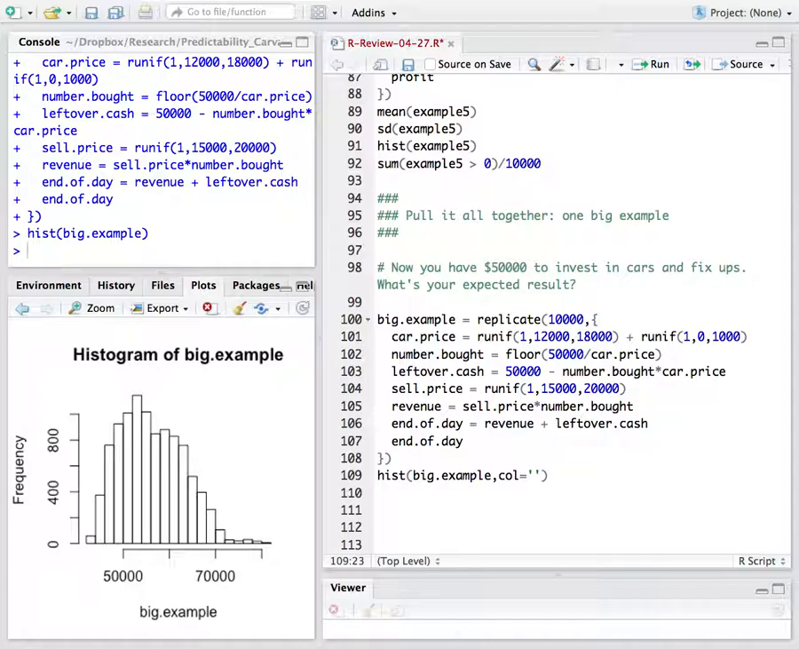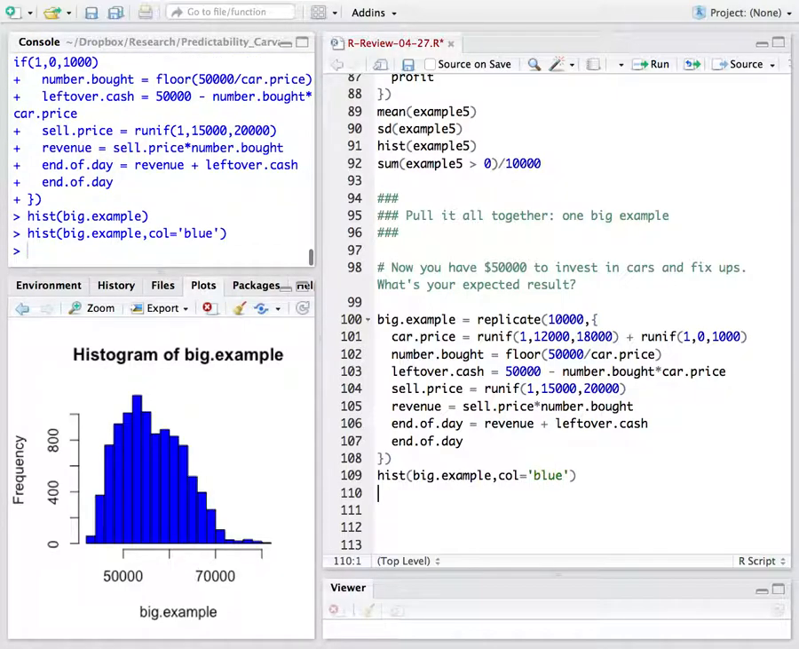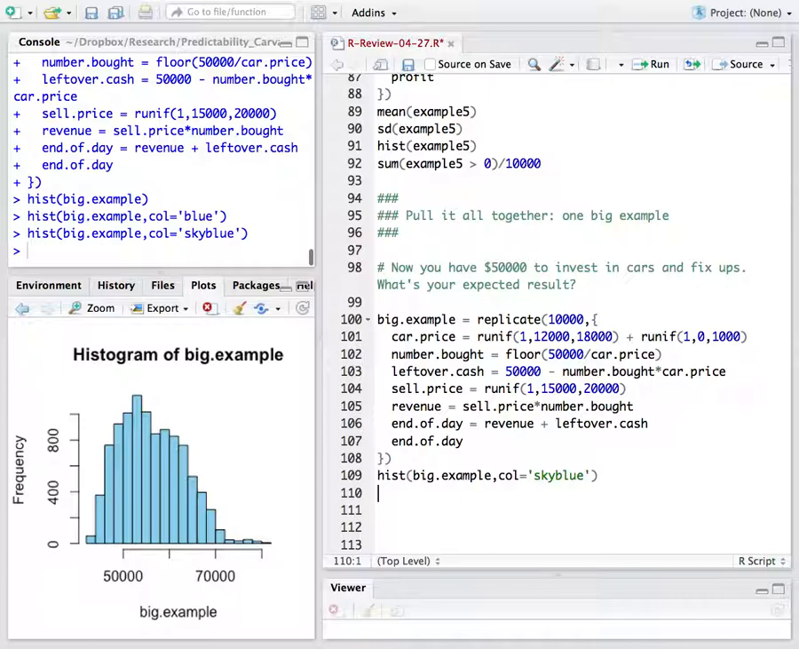What's your favorite color? Sorry? Blue. All right, that's a good color. Okay, so here, kind of a stark blue. Let's go sky blue. So you can see the lines in between the bars.